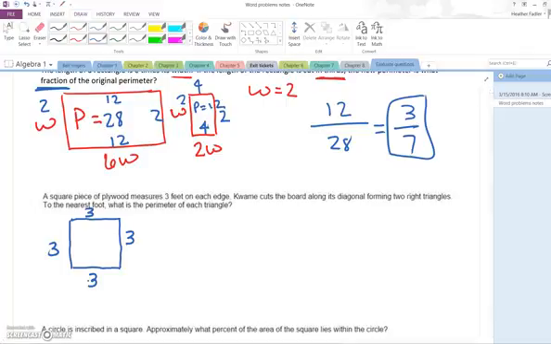Cuts the board along its diagonal to form 2 right triangles. So I'm going to make a dotted line where he makes his cut along the diagonals. Now I have 2 right triangles. To the nearest foot, what is the perimeter of each triangle?